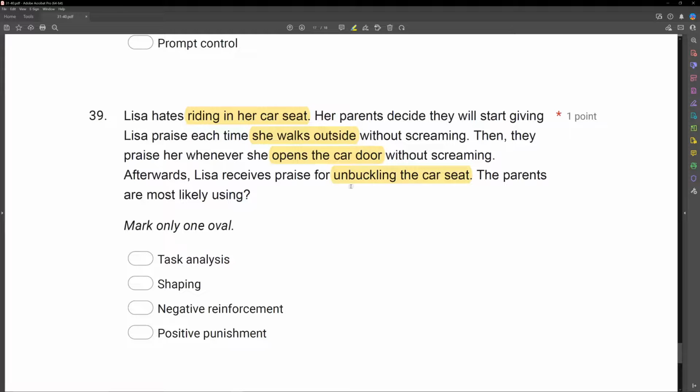If it said the parents looked at riding in a car seat and all the steps it takes to ride in a car seat, that would be a task analysis. It's not what they're doing, though, right? All they're trying to do is reinforce approximations of these behaviors, getting her closer and closer into that car seat. So what they're actually doing is shaping. They're not using negative reinforcement. They're using positive reinforcement, praise. And they're not using positive punishment. They're not trying to punish Lisa in any way. They're shaping Lisa's behavior until she finally gets into the car seat. So they're shaping these approximations until they reach a terminal behavior.